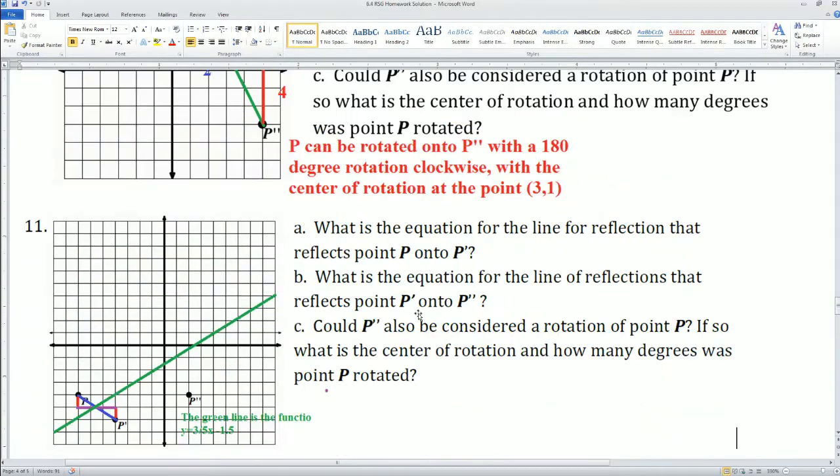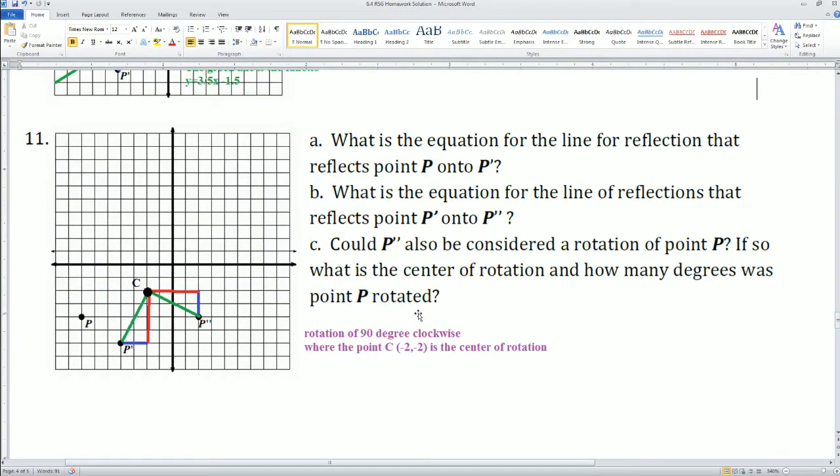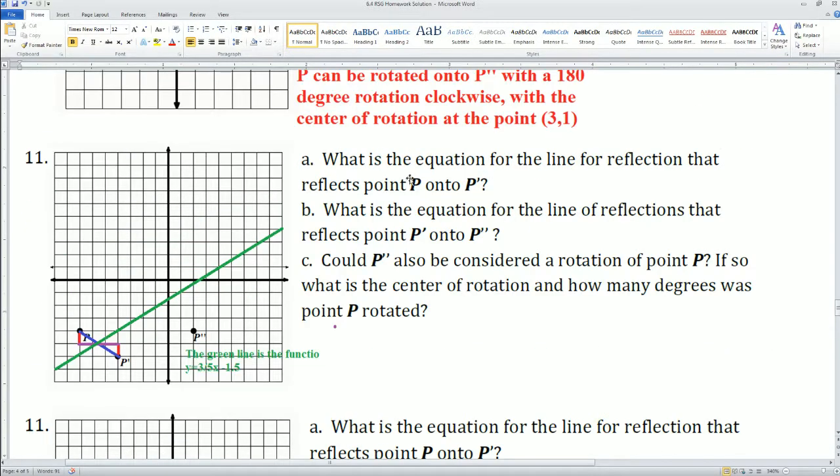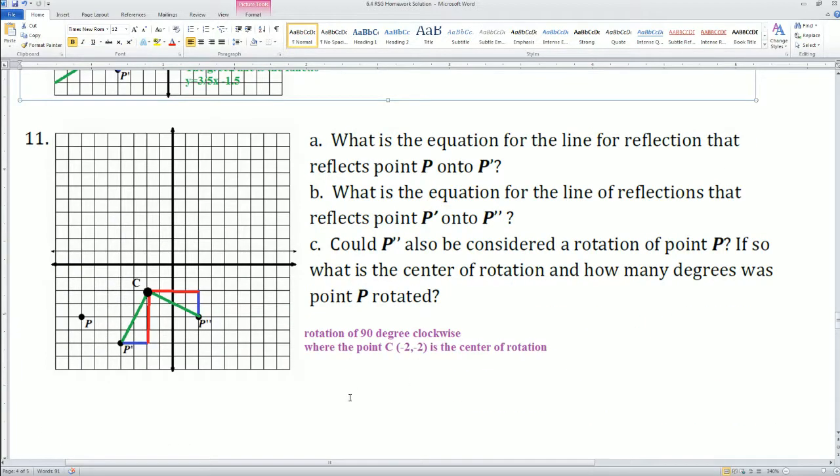10, 11. Again, what I did is I did number 11 here from P to P double prime. I did the same thing. Look at number 10 if you would like a detailed explanation. Right here, it went off a little bit, so the line of reflection was a decimal. But same procedure here.